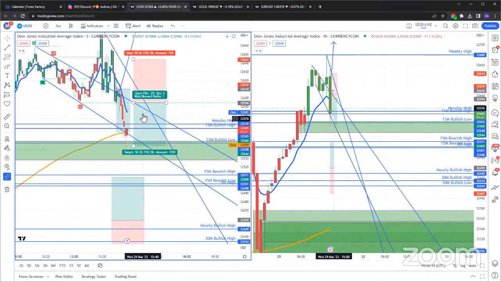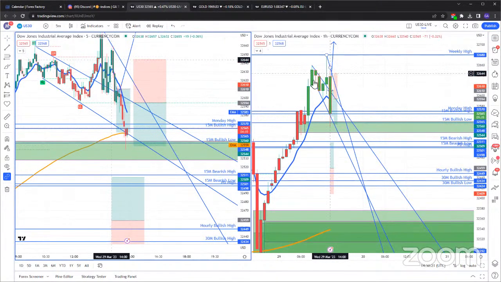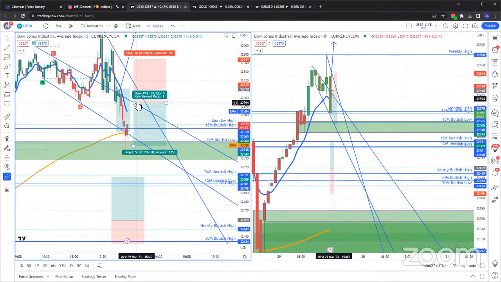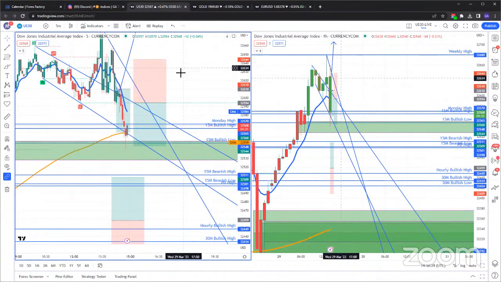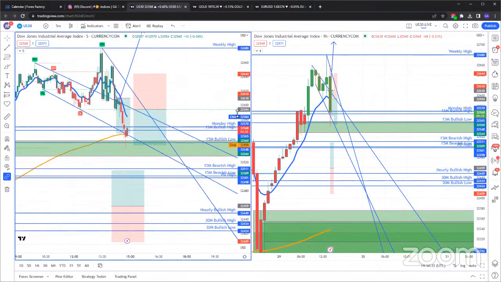I am just willing to wait for this hourly candle to close, and then hopefully by then we'll get a retest of this trend line, which will coincide with the 9 EMA on the hourly. And then at that point, and only at that point, will I enter a sell on US 30.